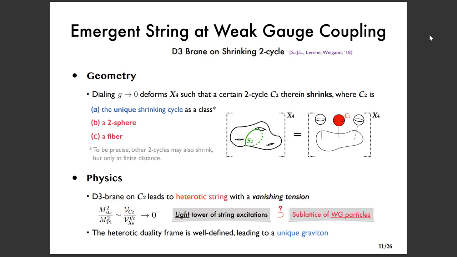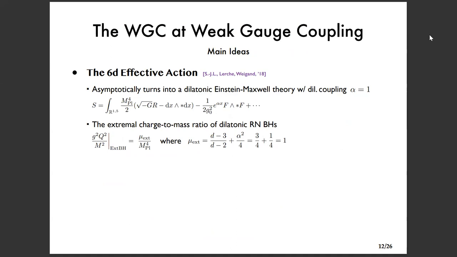So to this end, we first need to figure out the extremal charge to mass ratio, and therefore it is necessary to clarify the effective action in this limit. The six-dimensional effective action in such a weak gauge coupling limit turns out to asymptote to a dilatonic Einstein-Maxwell theory with dilatonic coupling alpha equals one, where alpha is this exponential coupling. So this is the result of the computation. Then the extremal charge to mass ratio is computed by this formula to be one.